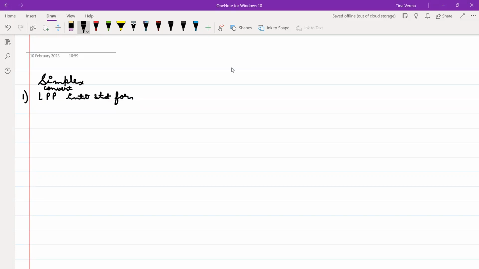And I have already told you that you apply the simplex method only if your constraints are of less than or equal to type. That means in simplex you are adding a slack variable in every constraint, right? If you are not adding a slack variable in any constraint, then you cannot apply your simplex method.